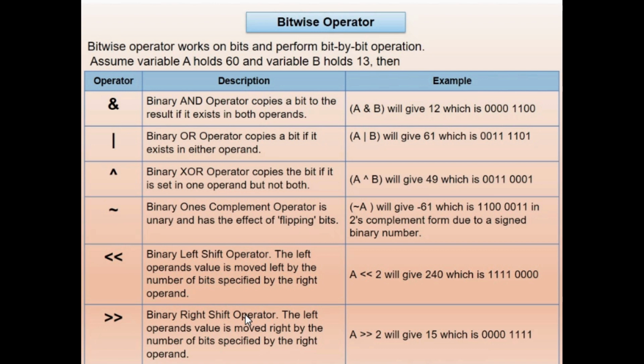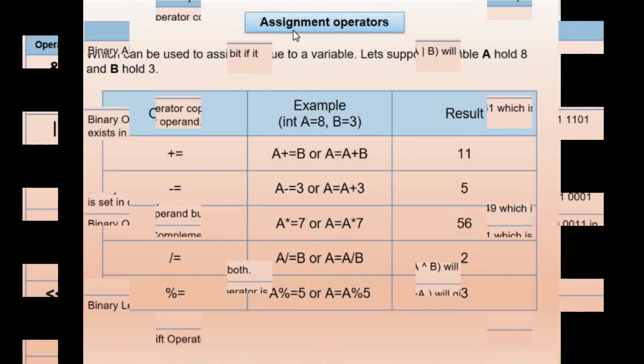Binary left shift and right shift operators we have already discussed while writing our first program, where the cout keyword is overloaded with this symbol and cin is overloaded with this symbol. So again, we will discuss these bitwise operators later on when we are dealing with programming.